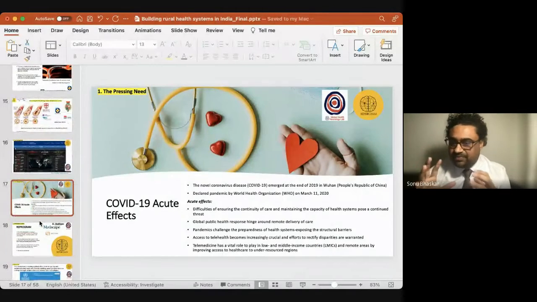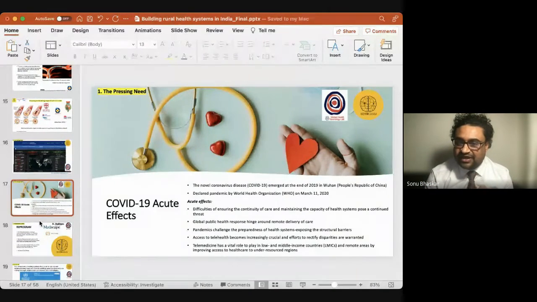Now, there are two important aspects of COVID-19. One was the acute effects of COVID-19. As you can see, the mortality was humongous. It even had great implications in India. But also there was some chronic impact of COVID-19 that I will briefly discuss.